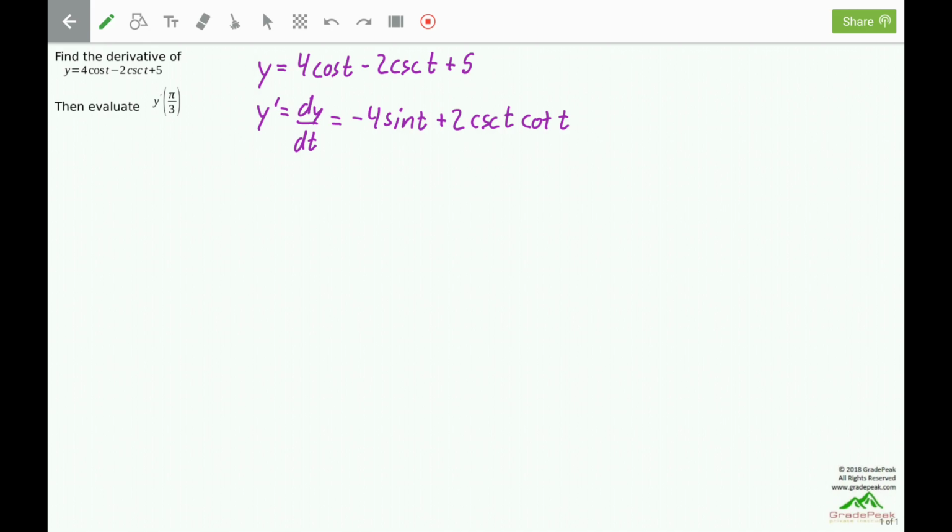The next step is to evaluate y prime of pi over 3, which means to plug a pi over 3 in for each of the t's. Negative 4 sine of pi over 3 plus 2 cosecant of pi over 3 cotangent of pi over 3.